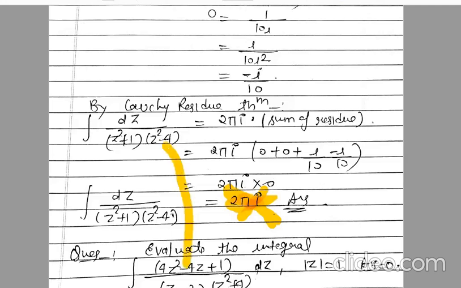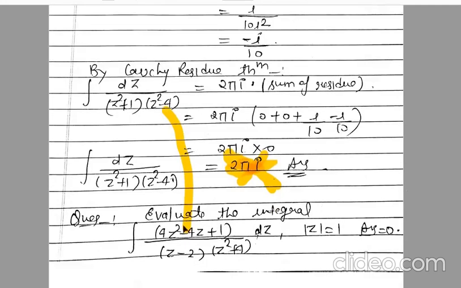Here, similar to this question, there is another question: the integral of (4z square minus 4z plus 1) upon (z minus 2)(z square plus 4) dz. Check this question and the above question; the method is the same. So just apply the same method here, and your answer is also 0.